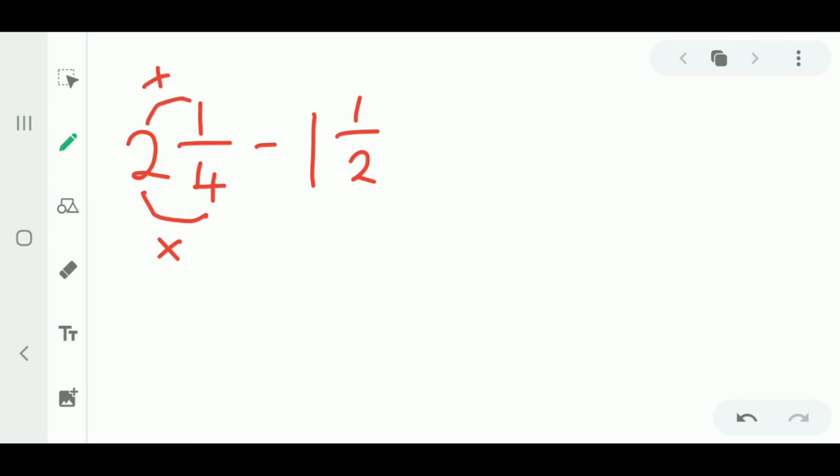Let's say we had 2 and a quarter minus 1 and a half. So the first thing we do, denominator multiplied by the whole number. Then we add the numerator. Denominator by whole number, add numerator. So 2 times 4 is 8, plus 1 is 9 over 4, minus 2 times 1 is 2, plus 1, 3 over 2.